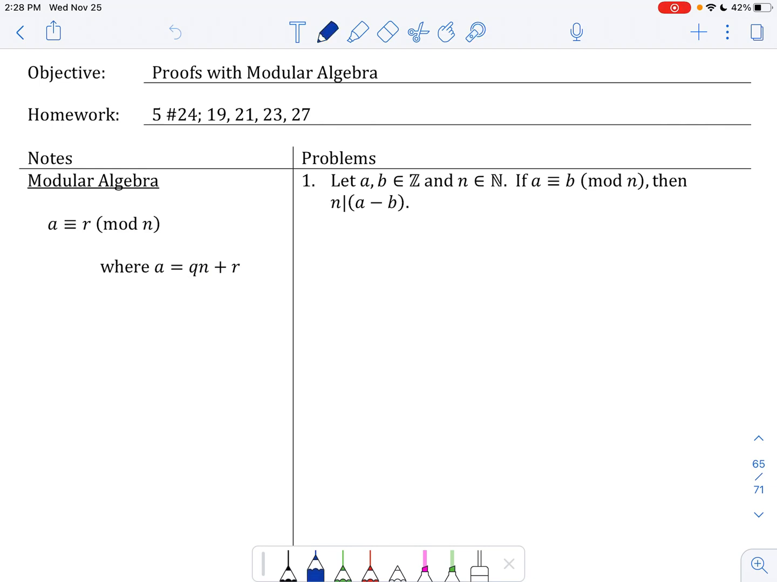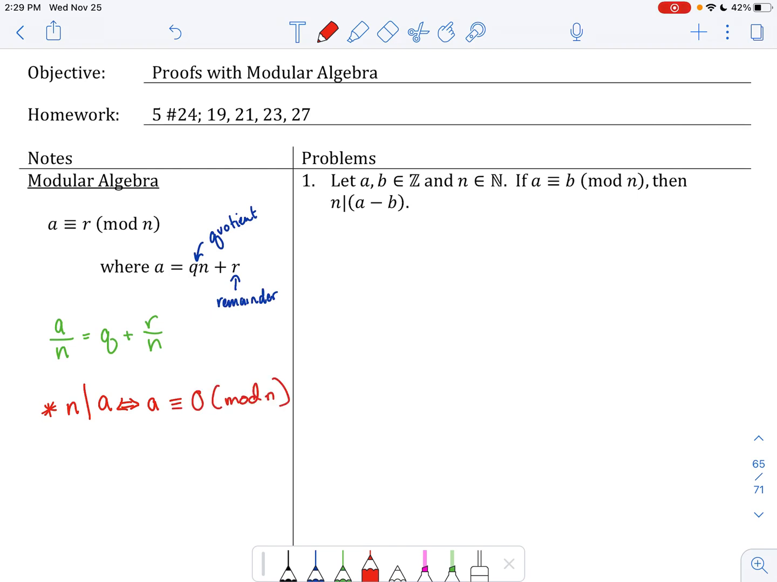The way that I think about this is in terms of division, Q would be the quotient and R is the remainder, meaning that if we had the division problem, A over n, that would equal the quotient plus the remainder over n if we think about it in terms of a long division problem. One important thing to note is that if we say that n divides A, that implies both directions that A is equivalent to 0 in mod n, since 0 would be the remainder there.